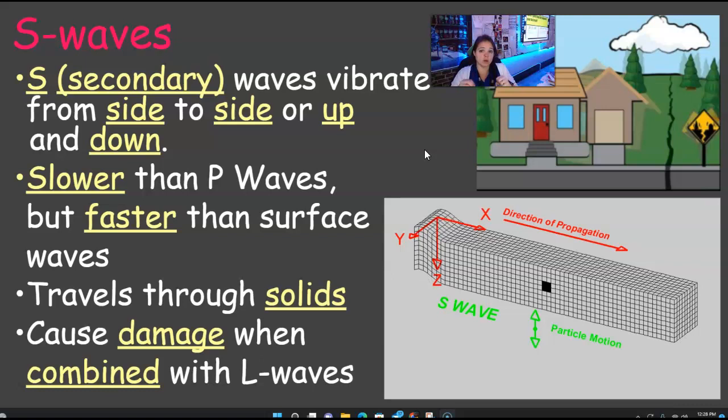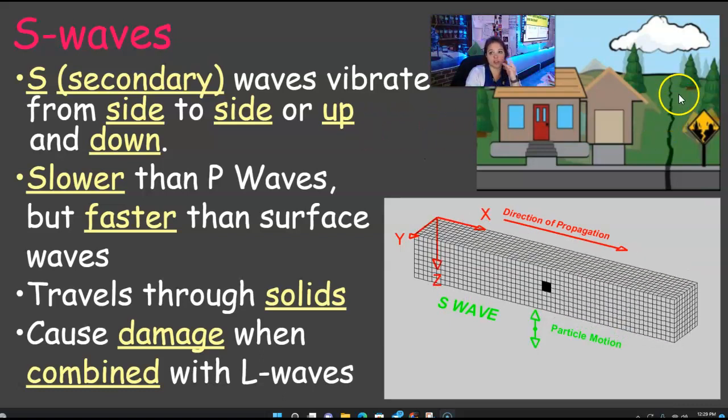They're slower than P waves, faster than surface waves. These are another body waves. These are the slower of the two. They travel through solids only. So S, secondary, side-to-side. Looks like a snake. Solids only. These cause damage, especially when combined with L waves.